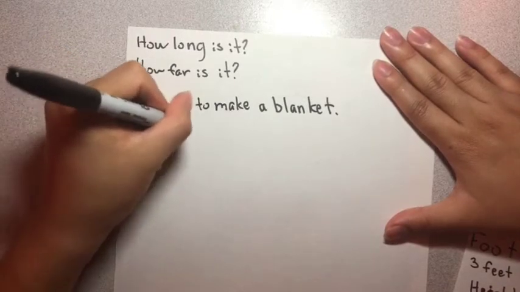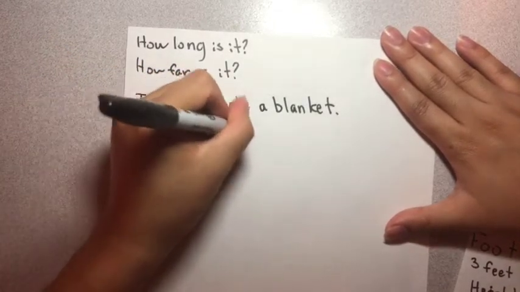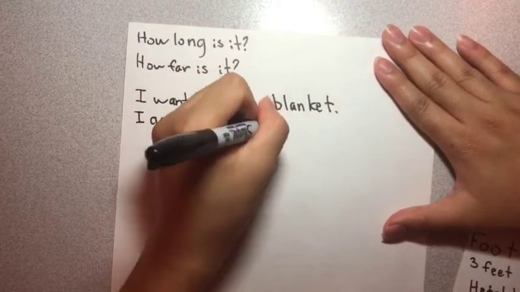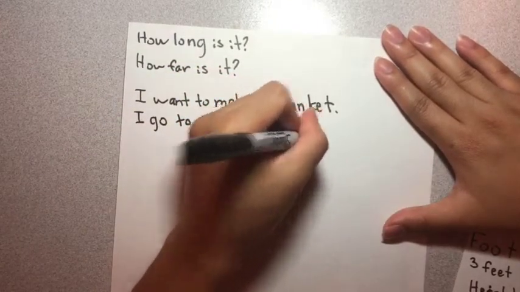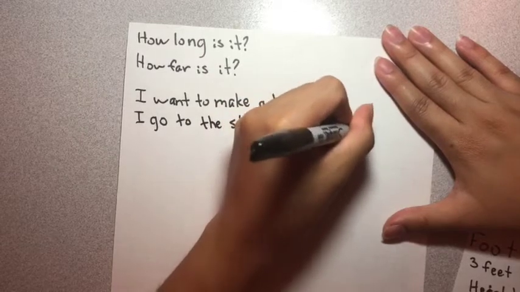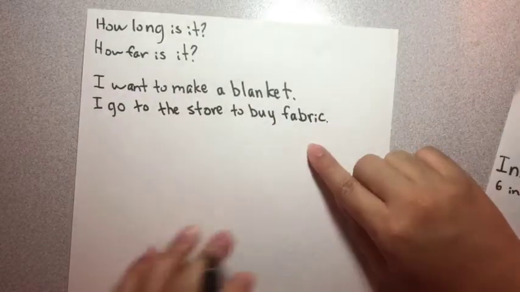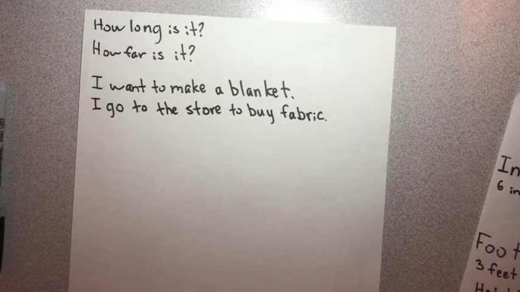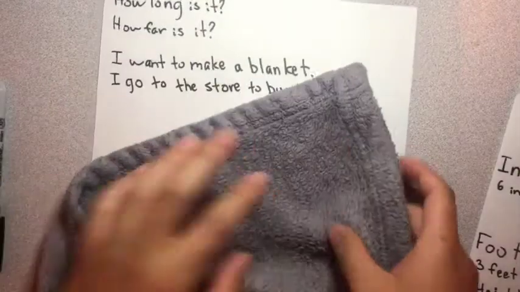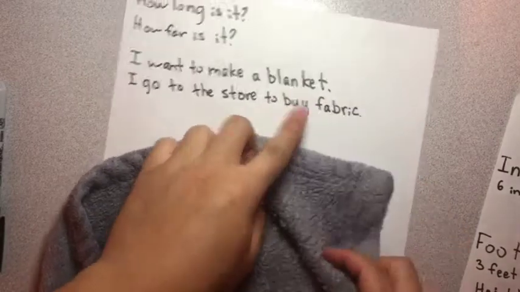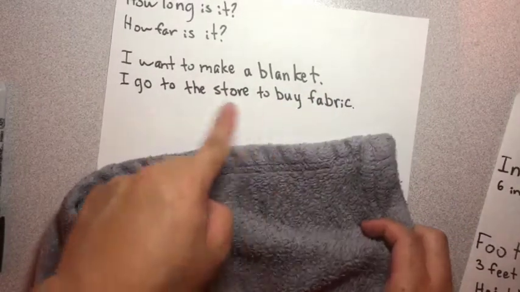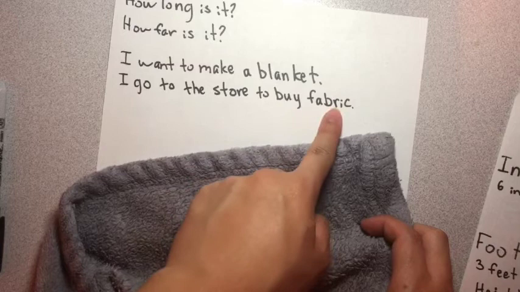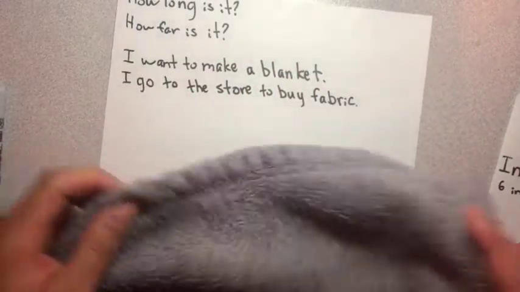I go to the store to buy fabric. Fabric is cloth to make a blanket. So this is a blanket. This is the fabric for a blanket. So I'm going to the store to buy fabric so I can make a blanket.